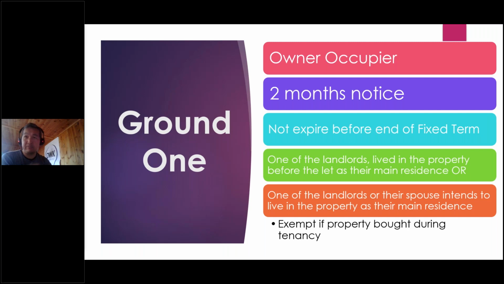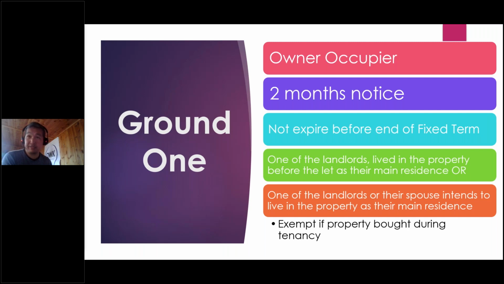Now, I fully appreciate some of you are buy-to-let investment landlords, or quite a lot of you will be, and you will have a lot of properties that it's not going to be your main principal residence. So in a sense, ground 1 won't be that applicable to you, but it will be applicable to quite a few landlords, especially those accidental landlords, which a lot of agents will have. So it's an owner occupier.